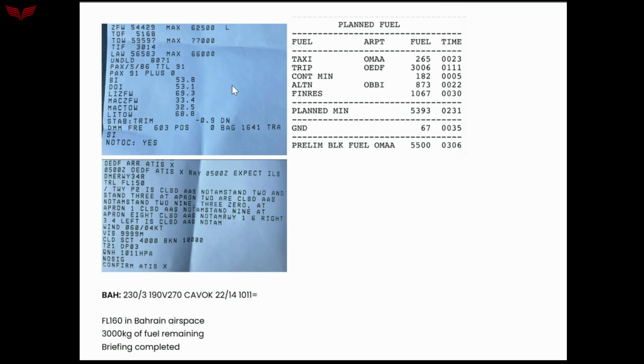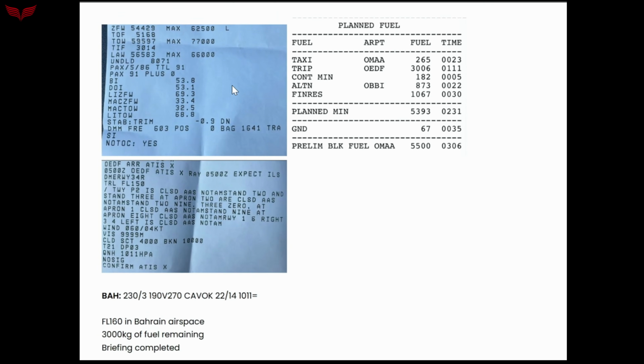We are already in Bahrain airspace at flight level 160 as we have received an early descent. We have about 3 tons of fuel remaining and the approach into Dammam is fully set up, briefing completed, and there are no apparent threats to continue.